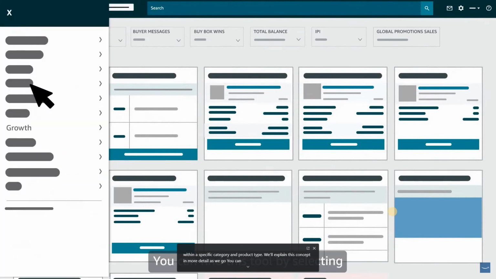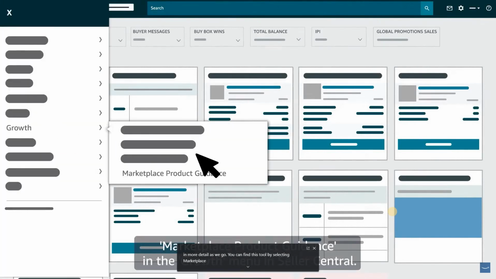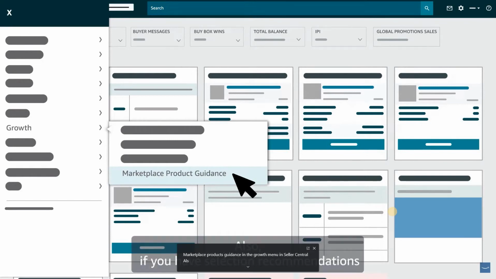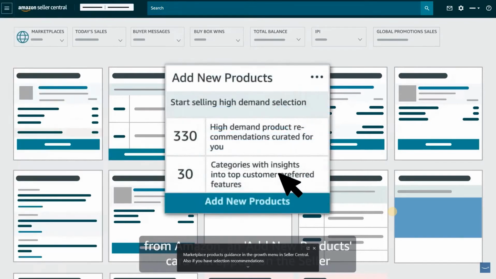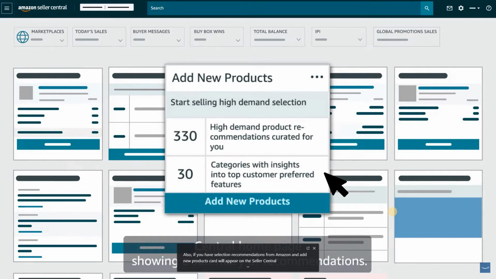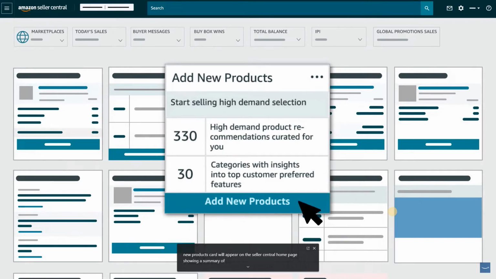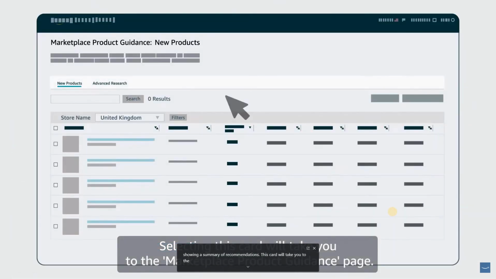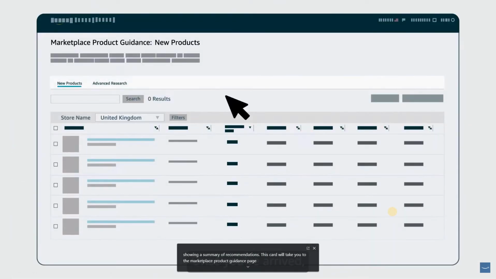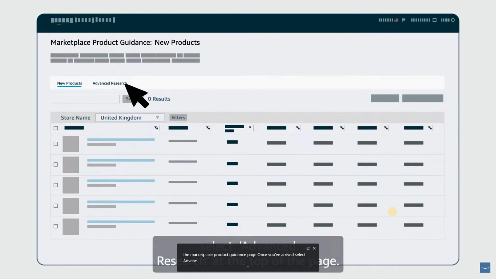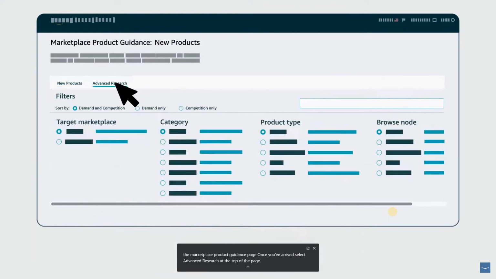You can find this tool by selecting Marketplace Product Guidance in the Growth menu in Seller Central. Also, if you have selection recommendations from Amazon, an Add New Products card will appear on the Seller Central homepage, showing a summary of recommendations. Selecting this card will take you to the Marketplace Product Guidance page. Once you've arrived, select Advanced Research at the top of the page.